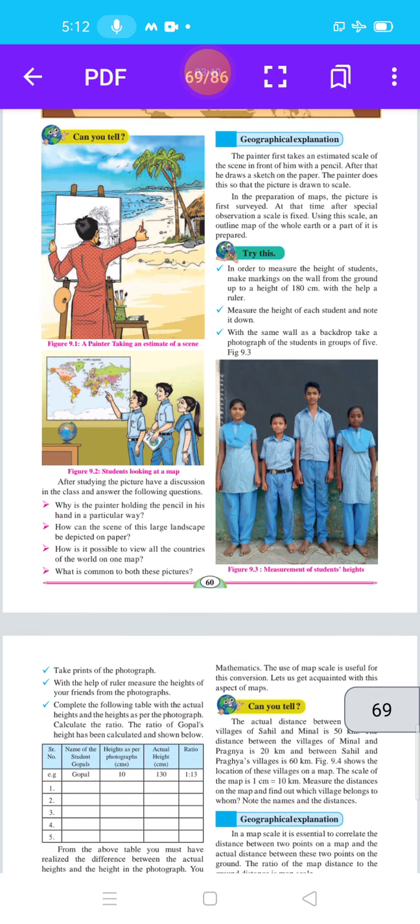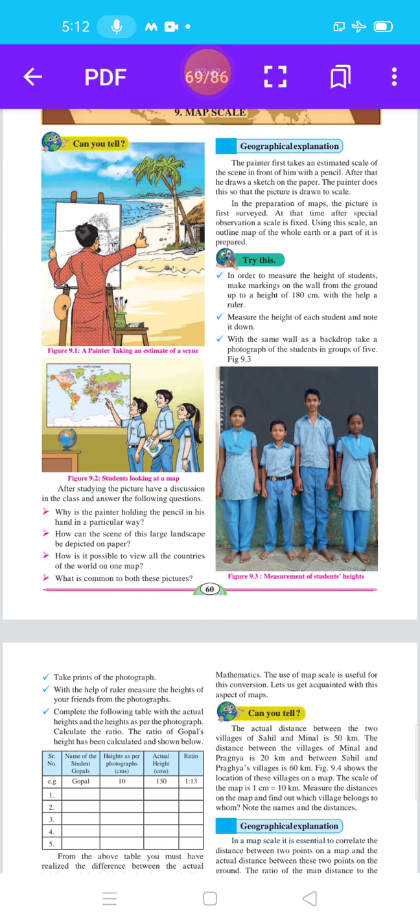Here, students, you see figures 9.1 and 9.2. In 9.1 a painter is taking an estimate of a scene. We draw a picture with the help of a natural scene. Then in 9.2 students are looking at a map. In the map, students see the whole world's map, and near it the globe, the whole world's globe.